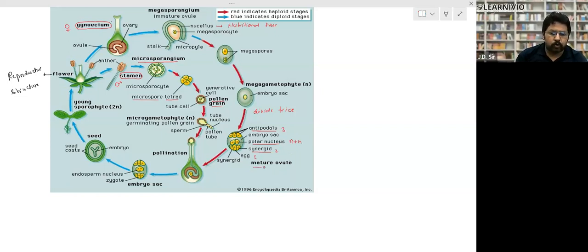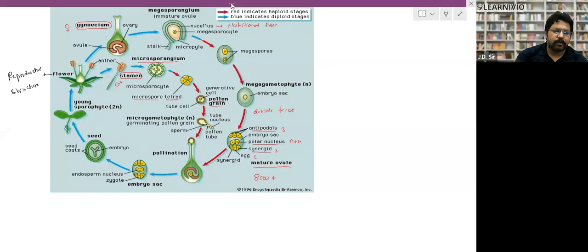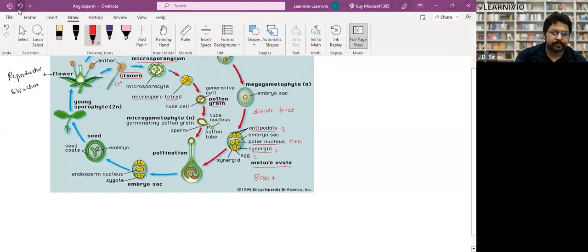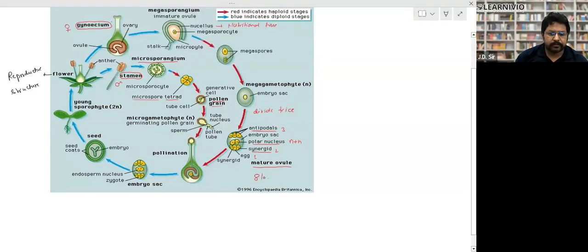So this mature ovule contains 7 cells and 8 nuclei. Why 8 nuclei? Because the polar nuclei are in the same single cell, which contains 2 nuclei, right? Now what happened? Fusion will take place.